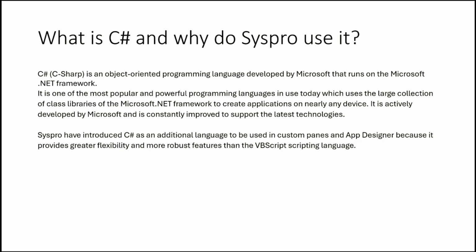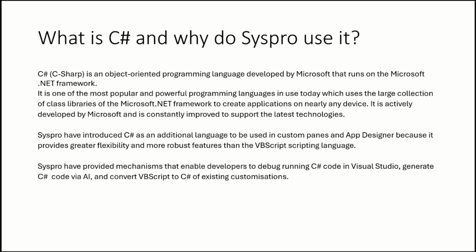So Syspro have provided a number of mechanisms to enable developers to debug the C# code using Microsoft's Visual Studio, and I'll show you that a little bit later on. It can use tools to generate C# code via the AI tools within Syspro, which is quite remarkable, really. And those same tools allow you to convert VB script, your existing VB script, to C# for existing customizations.